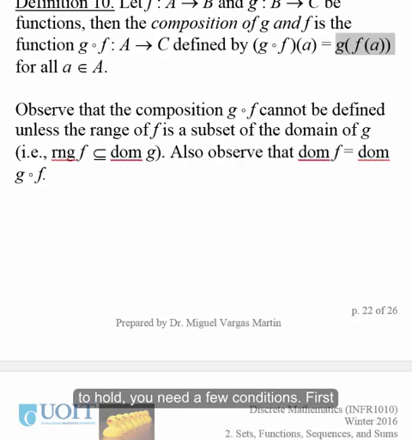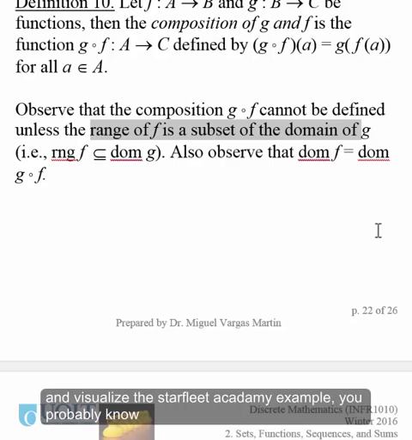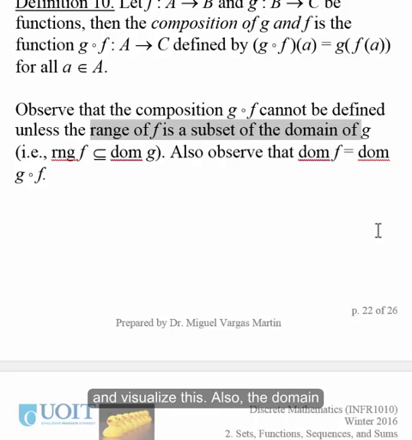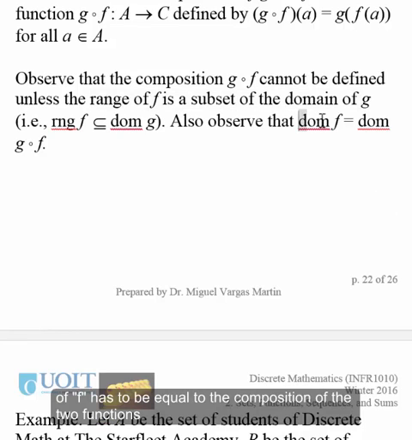Now, for these to hold, you need a few conditions. First, you need that the range of f be a subset of the domain of g. If you think about it and visualize the Starfleet Academy example, you probably know and visualize this. Also, the domain of f has to be equal to the domain of the composition of the two functions.